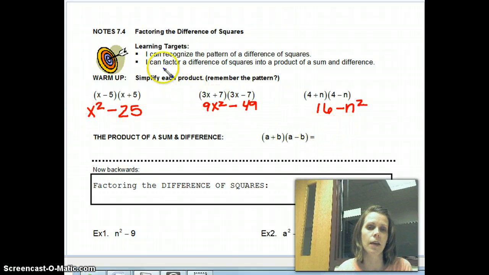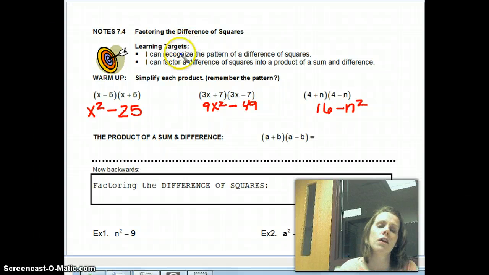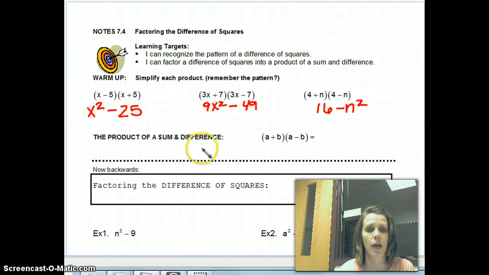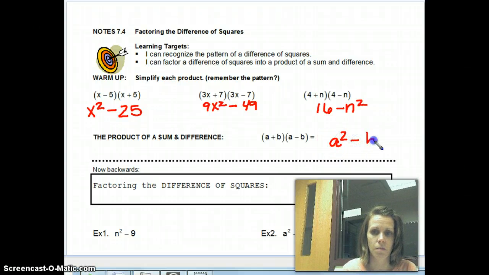Okay, so what we're going to do today when you are factoring difference of squares, you are going to have to go backwards. You're going to have to do the opposite way. So you're going to be given this, and you're going to factor it into two binomials, okay? So remember, the product of a sum or difference, if ever you multiply two binomials where you have a positive and a negative and then the same two terms, you're just going to get a squared minus b squared.